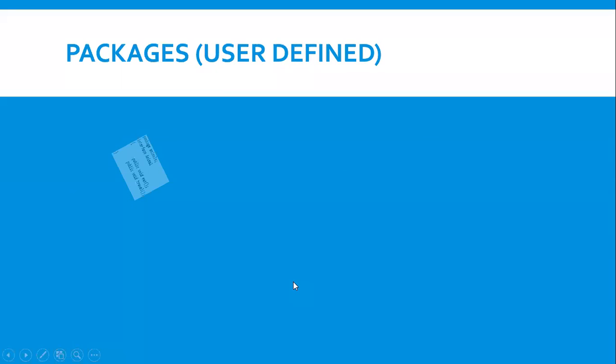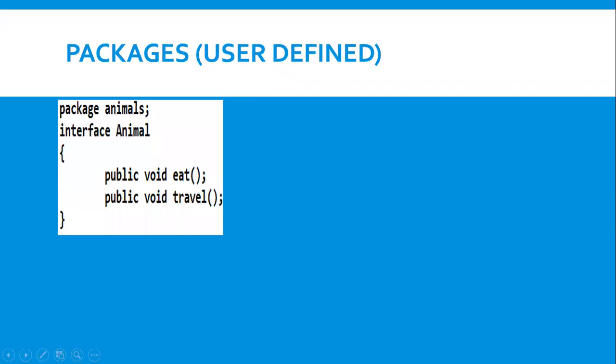For user-defined packages, let us see one demo program. Here I want to create a package called animals, and I want to dedicate this animal interface inside my animals package. That's why, before writing this interface animal, I'm writing package animals. Whenever you write package animals, you are dedicating this interface to this package. And you know how to declare the methods inside an interface like this.